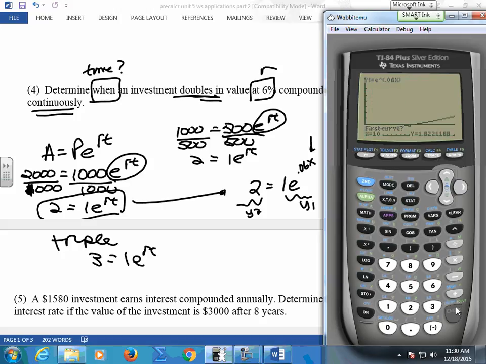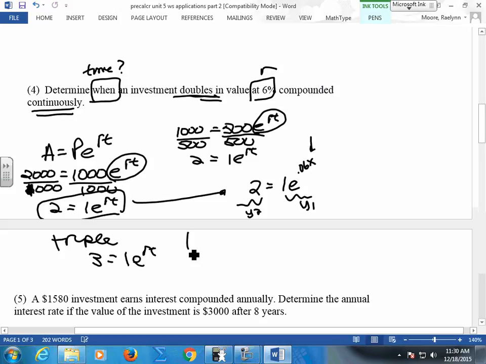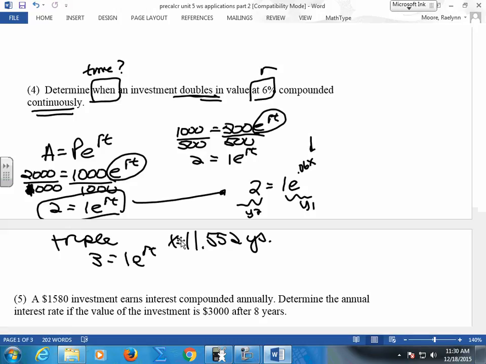So again, intersect, first curve, second curve, guess. It's going to take me 11.552 years to make my money double. No matter what I invested, it will double at that rate, compounded continuously, in 2 years. So you have to finish this one.